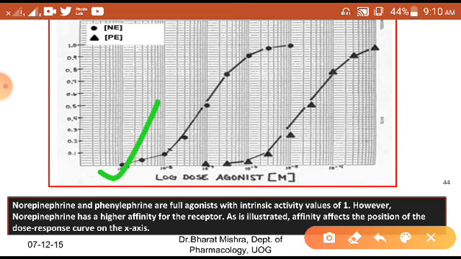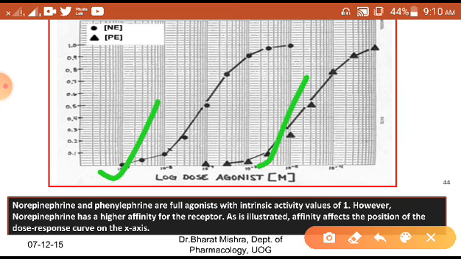Norepinephrine drug, and here this one is the phenylephrine drug. So these two drugs have been shown, and their response is a real graph. So what you are getting, you see the effect of this, a log dose versus response has been plotted.